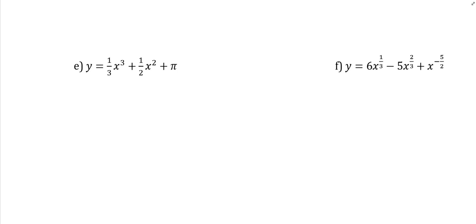So I'll give you a hint. The first one's ready to go, right? You don't need to do it, and we don't need to manipulate it. You can just employ those rules. There's nothing about it that's weird.